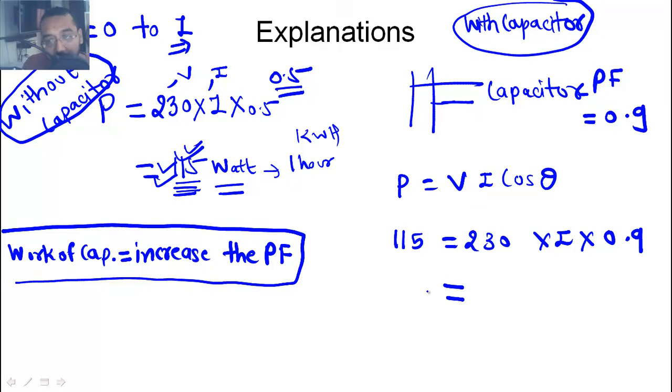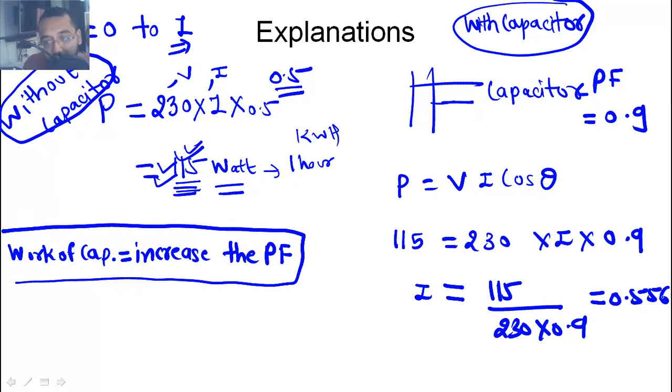Now if the power factor is 0.9, then how much current will you be dealing with? It is now 115 upon 230 into 0.9. Then the new current value is coming to 0.556. So it is around 0.556 only. So now you have derated, or decreased, the value of current. The new value of current has been decreased to 0.556.